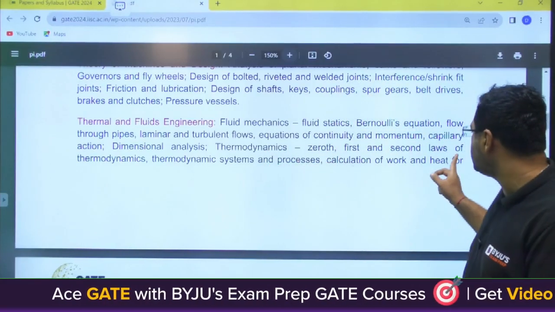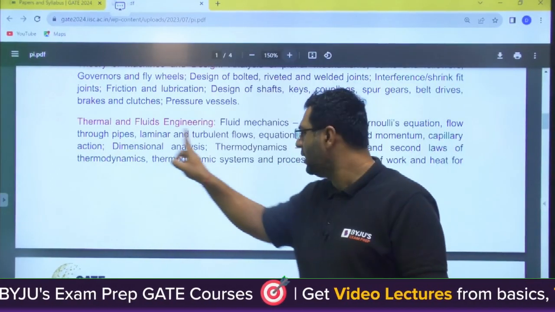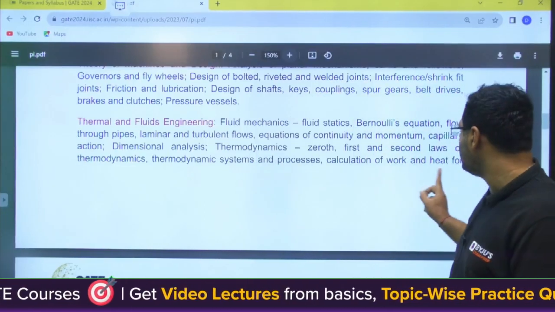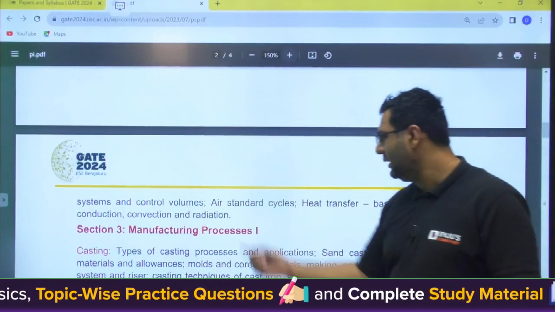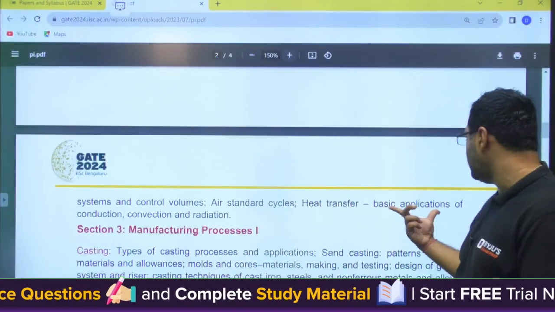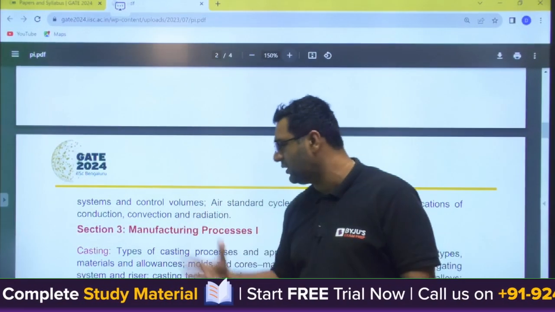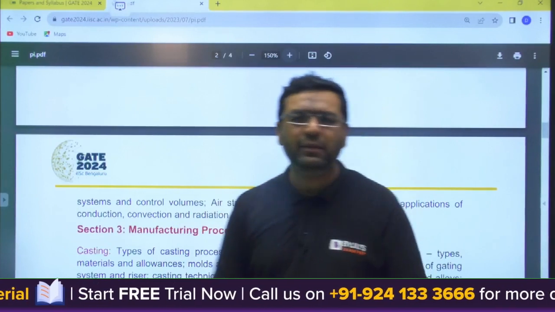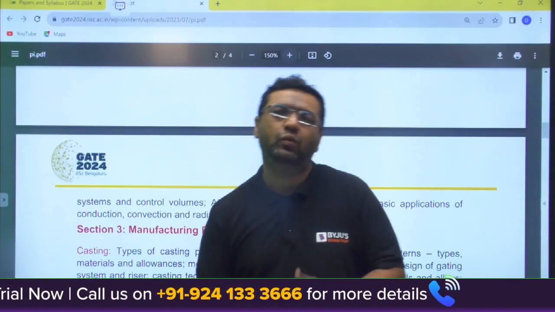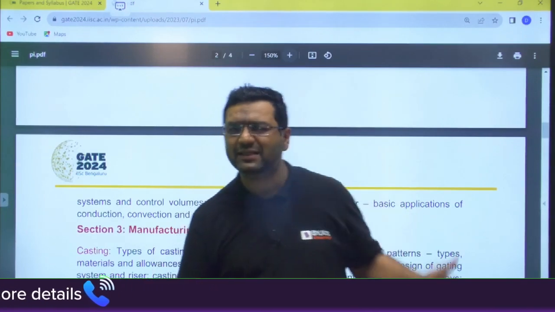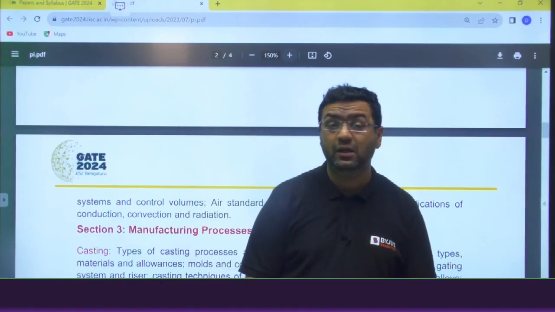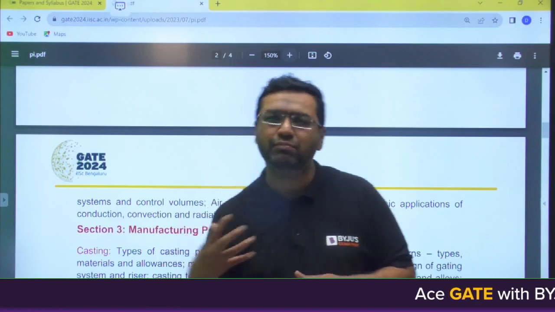Thermodynamics: zeroth, first and second laws of thermodynamics, thermodynamic system and processes, calculation of work and heat for system and control volumes, air standard cycle, heat transfer, basic application of conduction, convection and radiation. So they have simply mentioned that. When they are simply mentioning, the reason is the level of questions is also very low as compared to mechanical from these topics, and they are asking majorly simple types of questions.